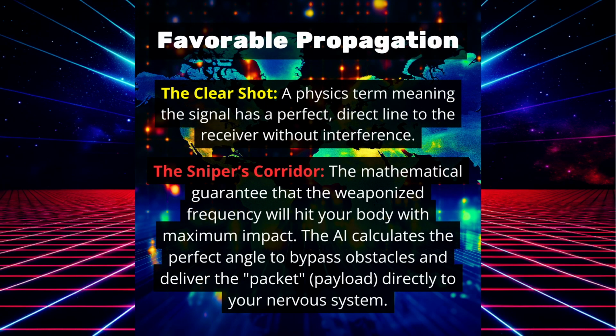Favorable propagation. The clear shot, a physics term meaning the signal has a perfect direct line to the receiver without interference, the sniper's corridor, the mathematical guarantee that the weaponized frequency will hit your body with maximum impact. The AI calculates the perfect angle to bypass obstacles and deliver the packet or the payload directly to your nervous system.